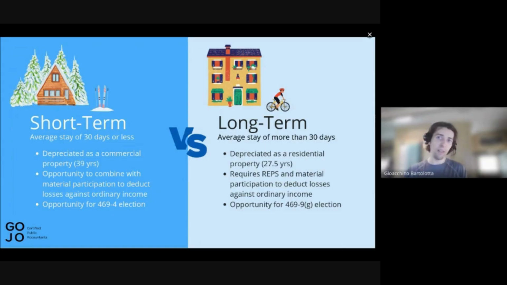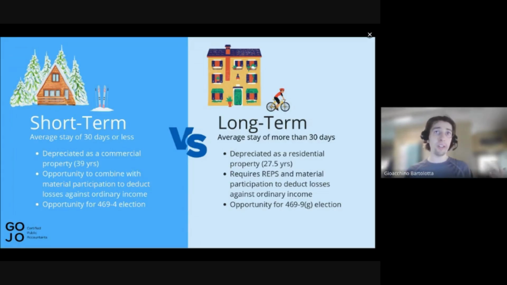So that's the fine line that you want to hit when taking advantage of this strategy. That makes sense. Jumping into the next strategy, or this next characterization, is long-term rentals. So any rental property that you have with an average stay of more than 30 days, that's when you're looking at treating them as long-term rentals. They're depreciated over 27 and a half years.